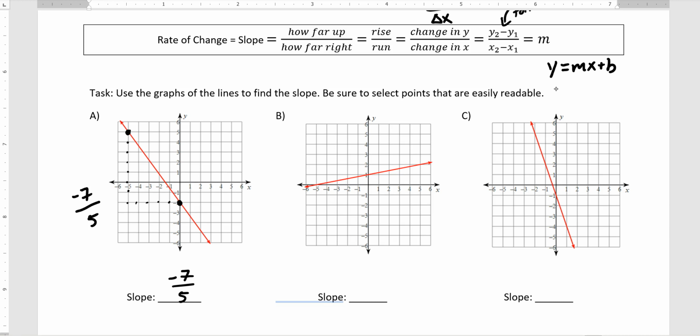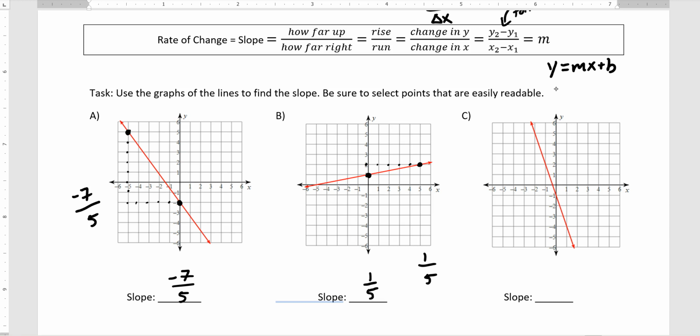So let's look here. It looks like it crosses right at 1 for letter B, and then it looks like it crosses here at 5 as well. Okay, so let's see. We go up 1, and then we go over to the right. How many? 1, 2, 3, 4, 5. 5. So the slope for this line would be 1/5.